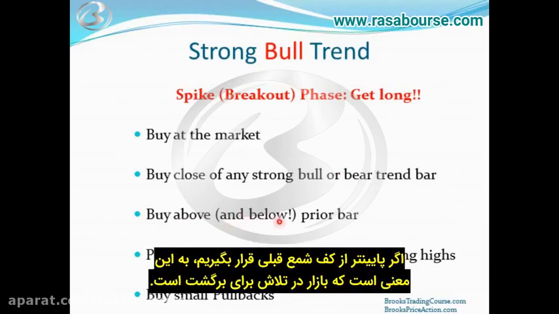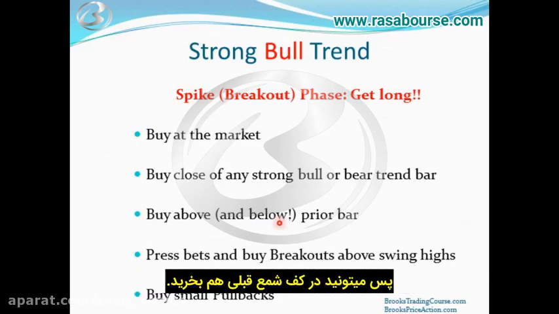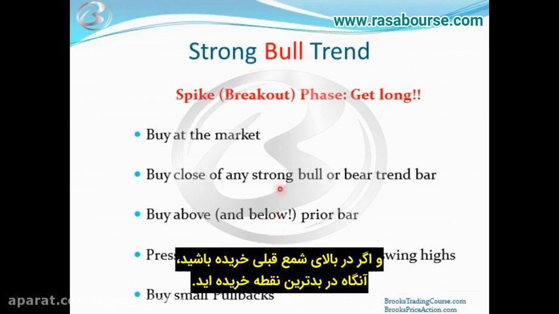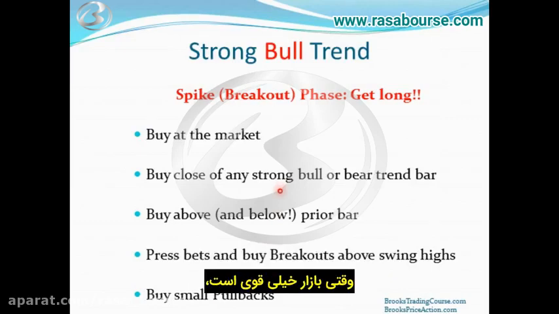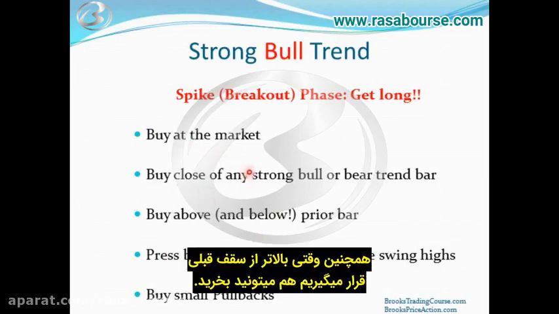If the market falls below the low of the prior bar, it's trying to reverse, okay? And the reversal attempt will probably fail. 80% chance it'll just become a bull flag. So just buy at the low of the prior bar, because probably it'll reverse back up on the next bar, and if you buy above the high of the next bar, your entry price will be worse. You press bets when the trend is very strong. The market makes a high, it pulls back. You can buy the breakout of the pullback, and you can also buy it when it goes above the prior swing high.